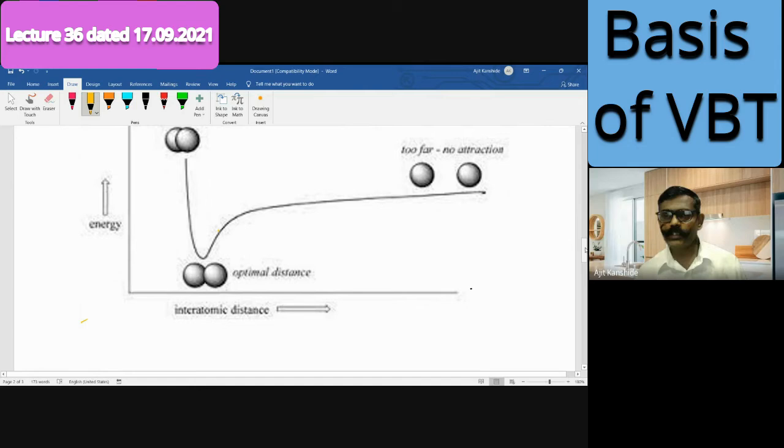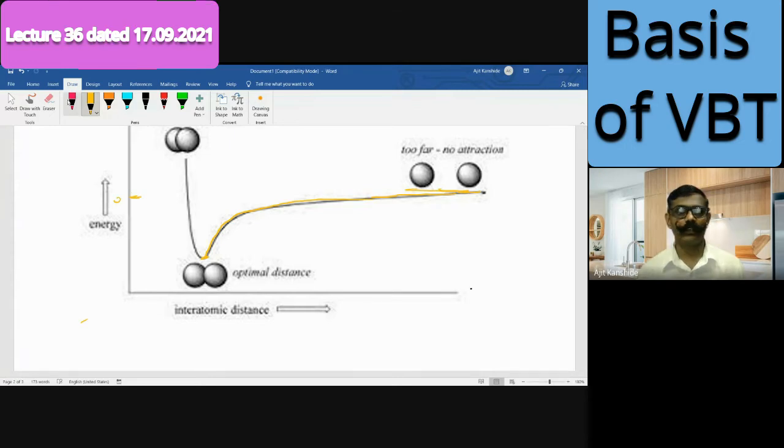What are you finding? When these two hydrogens are far away from each other, the potential energy, if I consider the potential energy curve here, is a straight line, nearly zero. As they approach closer, the potential energy decreases. See here, they are approaching closer and the potential energy decreases, but after some time you find a sharp decrease in the potential energy, up to a particular limit.